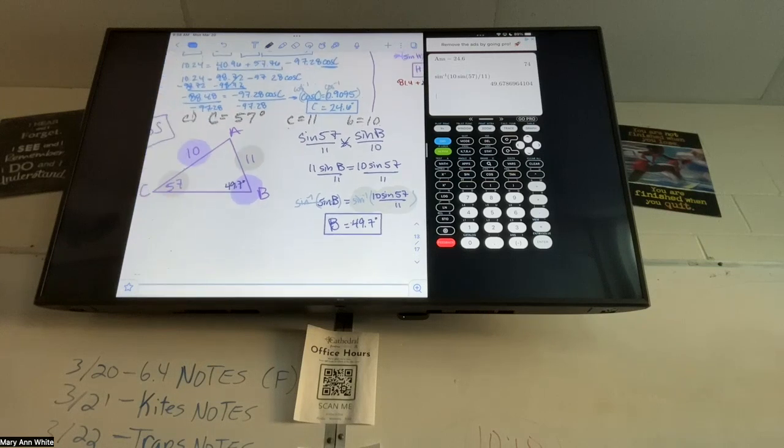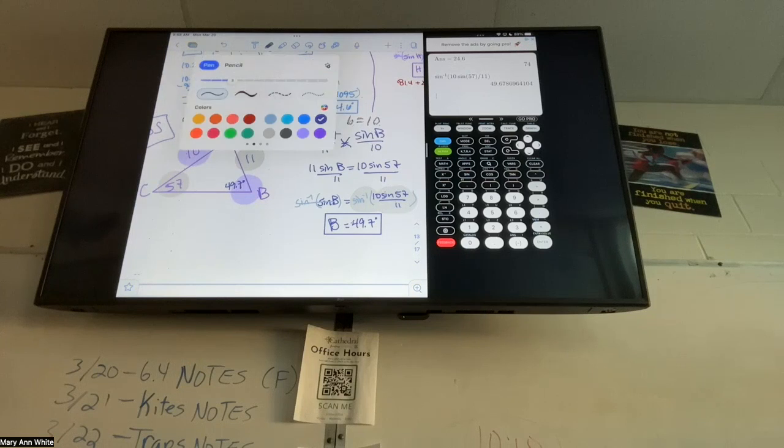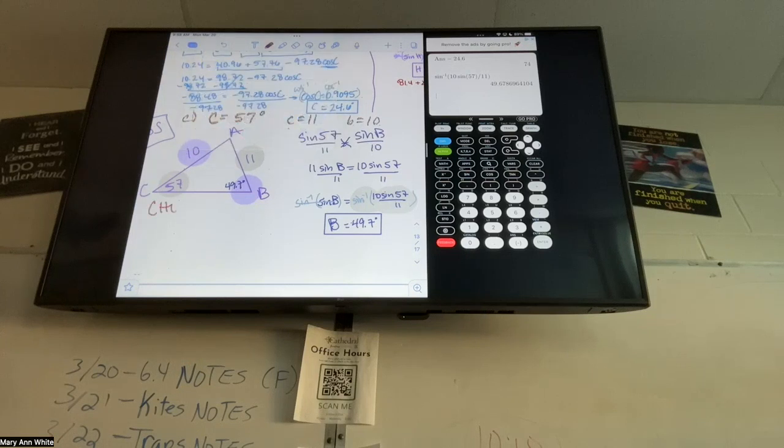All right, so I did my law of sines, and whenever you do law of sines to find an angle and we haven't found anything else, we do need to stop and we need to check. So remember, we need to see if the supplement of this would count as an angle. So I'm going to do 180 minus 49.7, and that's 130.3.